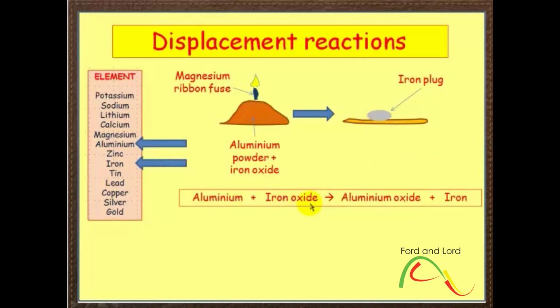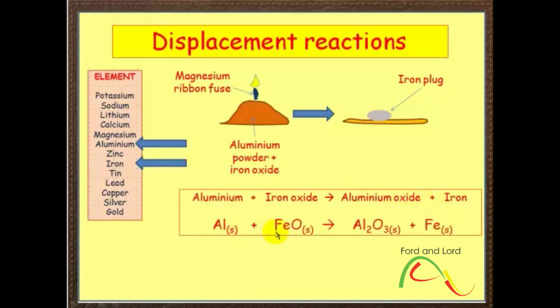Aluminium plus iron oxide gives aluminium oxide plus iron. We were right, weren't we? We said, because aluminium's higher here than iron, the aluminium here will kick out the iron from iron oxide and take its place. So we've got aluminium oxide plus iron. Let's look at the equation. Al plus FeO gives Al2O3 plus Fe. You can see there that we've had a displacement. The aluminium has displaced the iron from iron oxide to form aluminium oxide and iron itself.